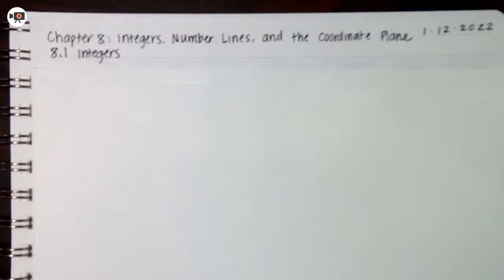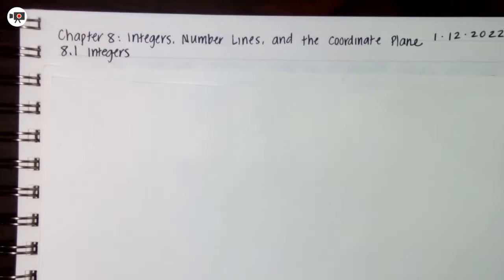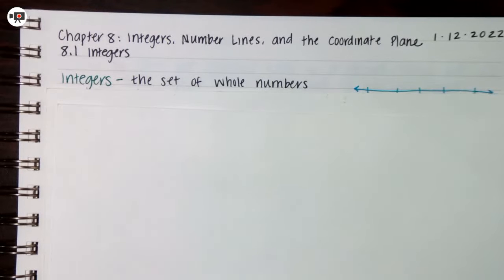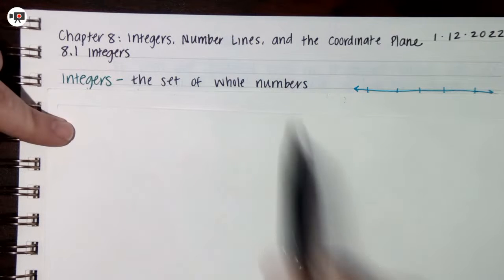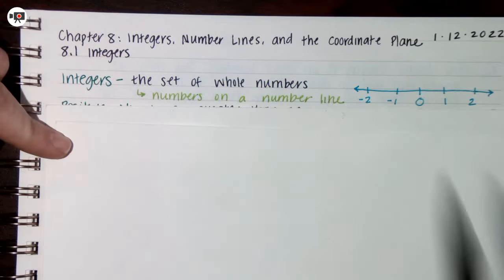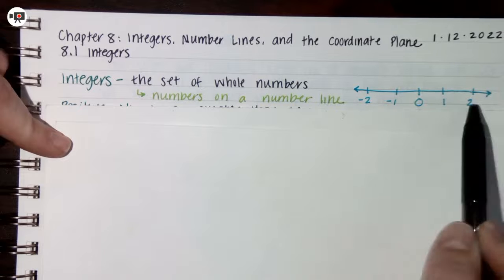This is Chapter 8, all about integers, number lines, and the coordinate plane. And this is 8.1, integers. An integer, or integers, is the set of whole numbers. So if you think of a number line, it's all the numbers that would be on the number line.